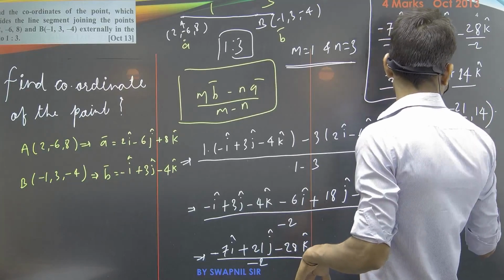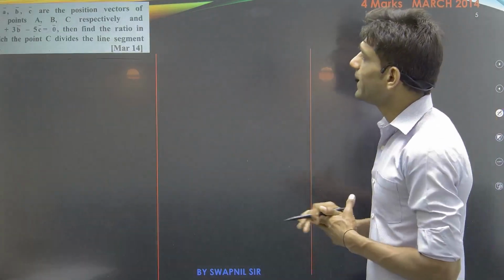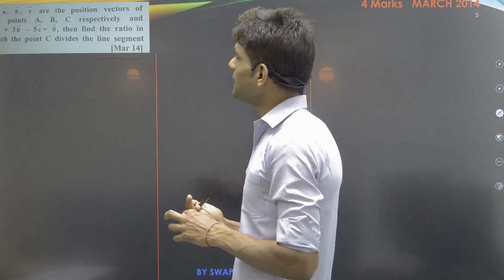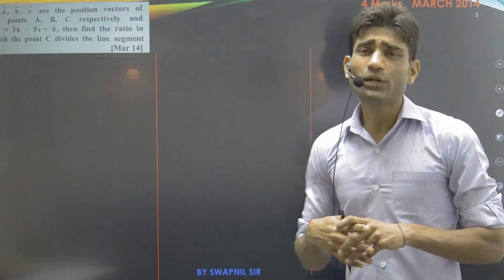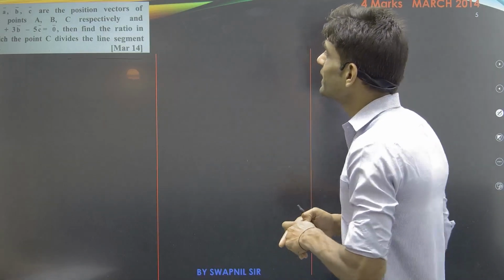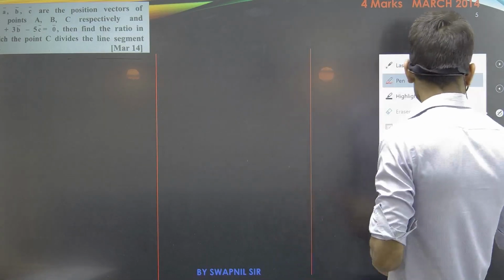Okay, now let's move to the next example. In our next example we are given that a bar, b bar, c bar are the position vectors of vertices A, B, C respectively. Now let me write what we have been given so far.